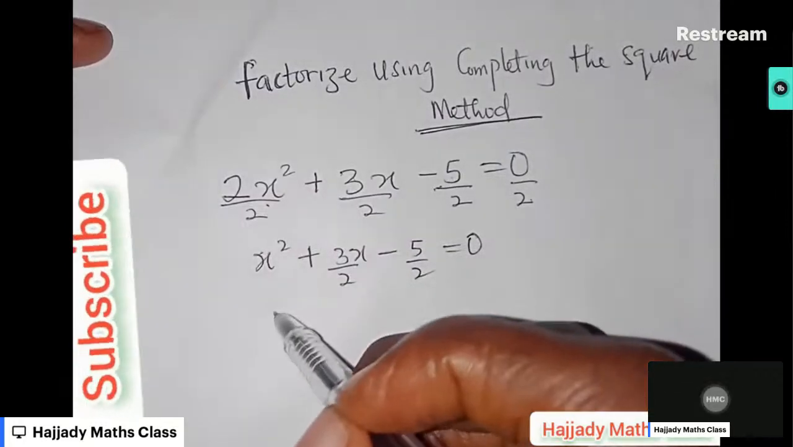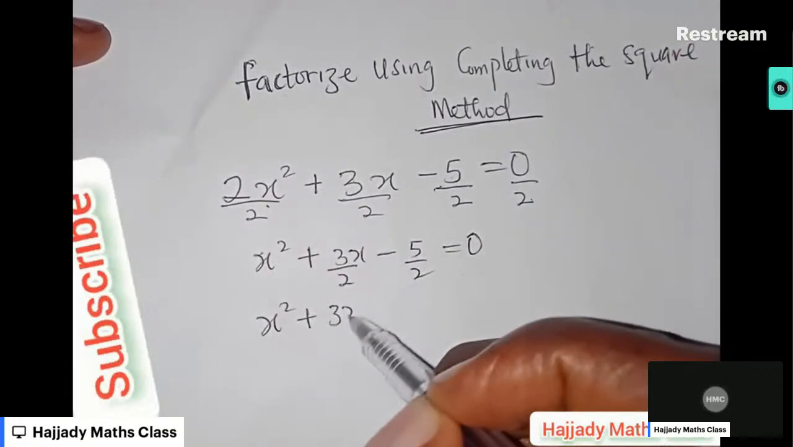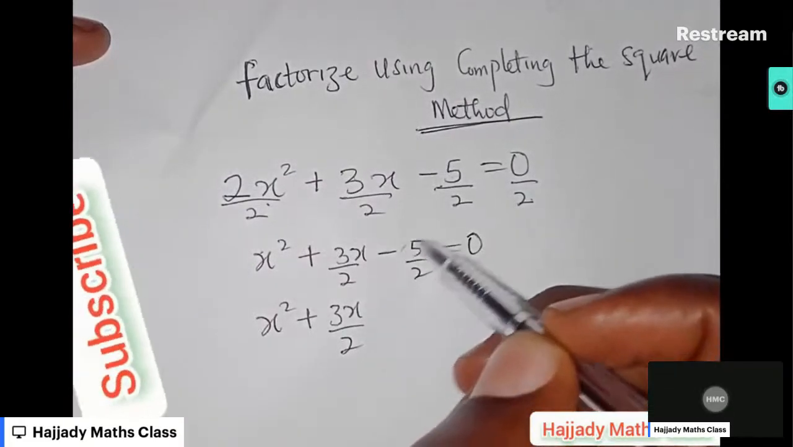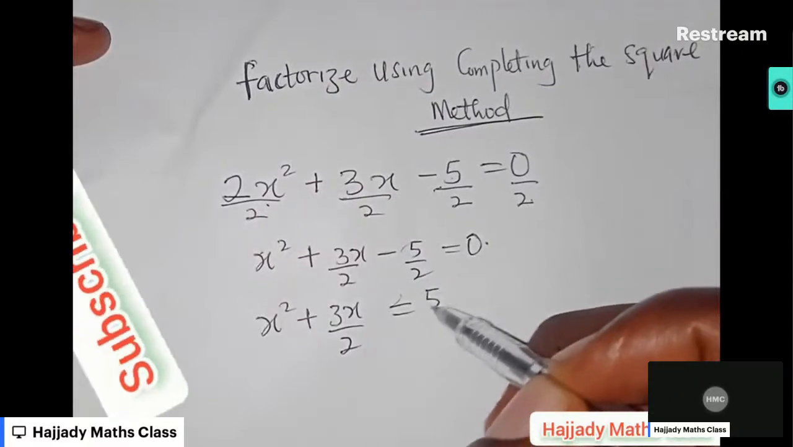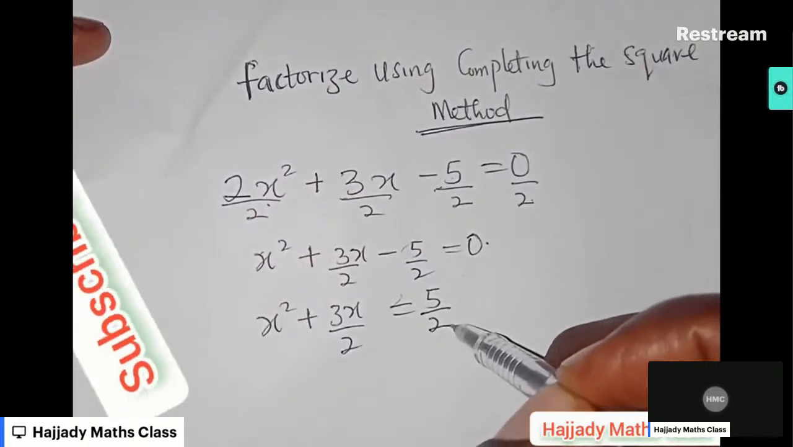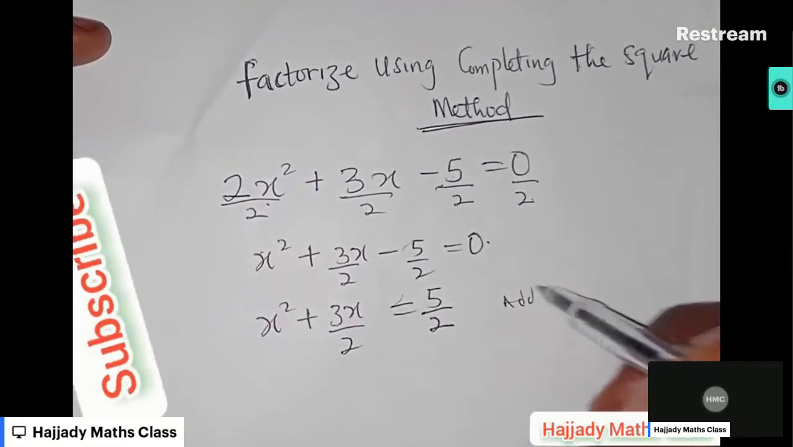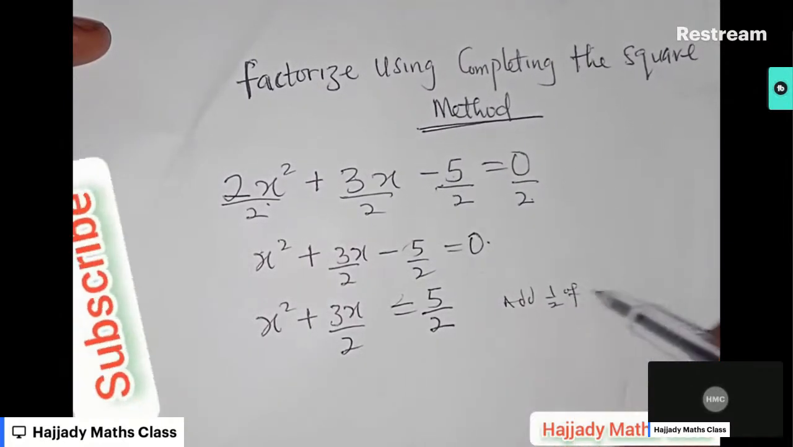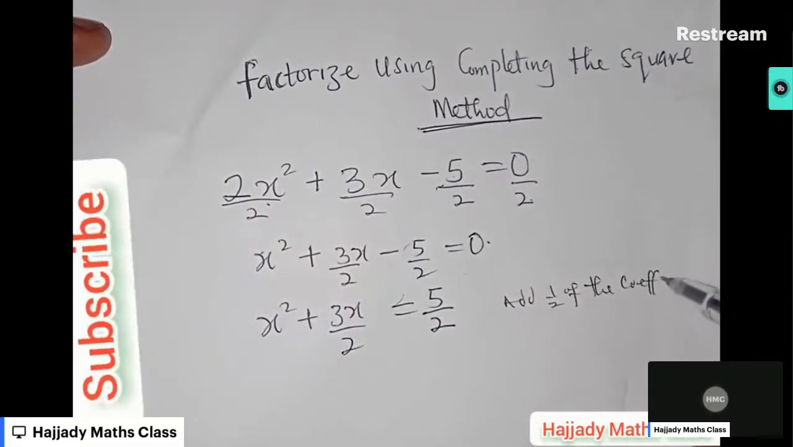Now with this, we have x squared plus 3x over 2. Moving this to the right hand side, we have 5 all over 2. Now, the next step is to add half of the coefficient of x to both sides.